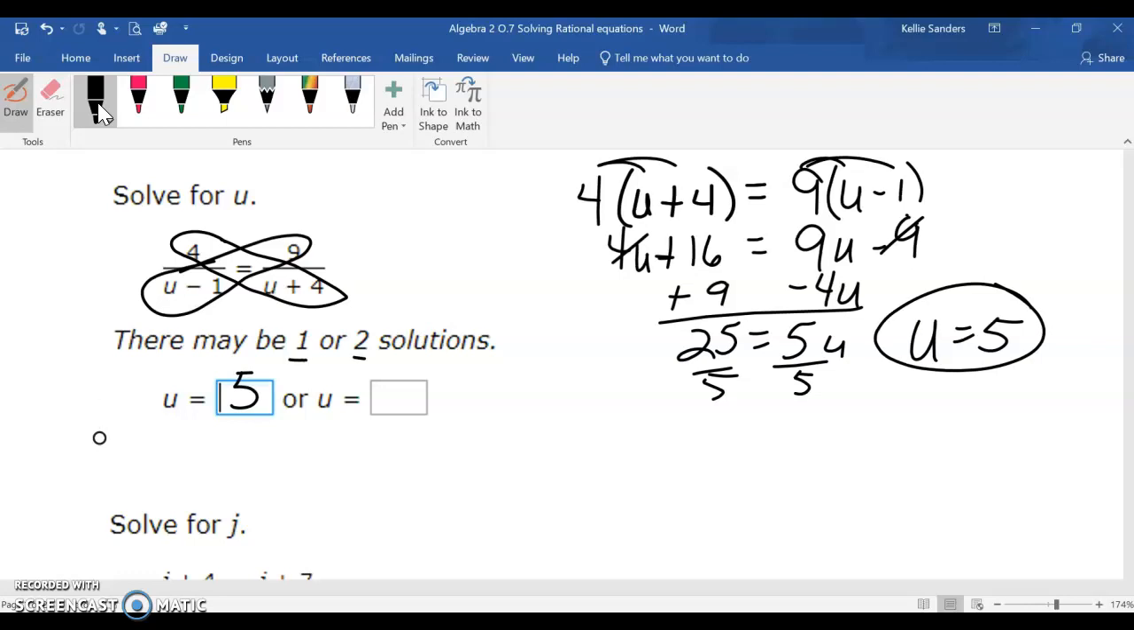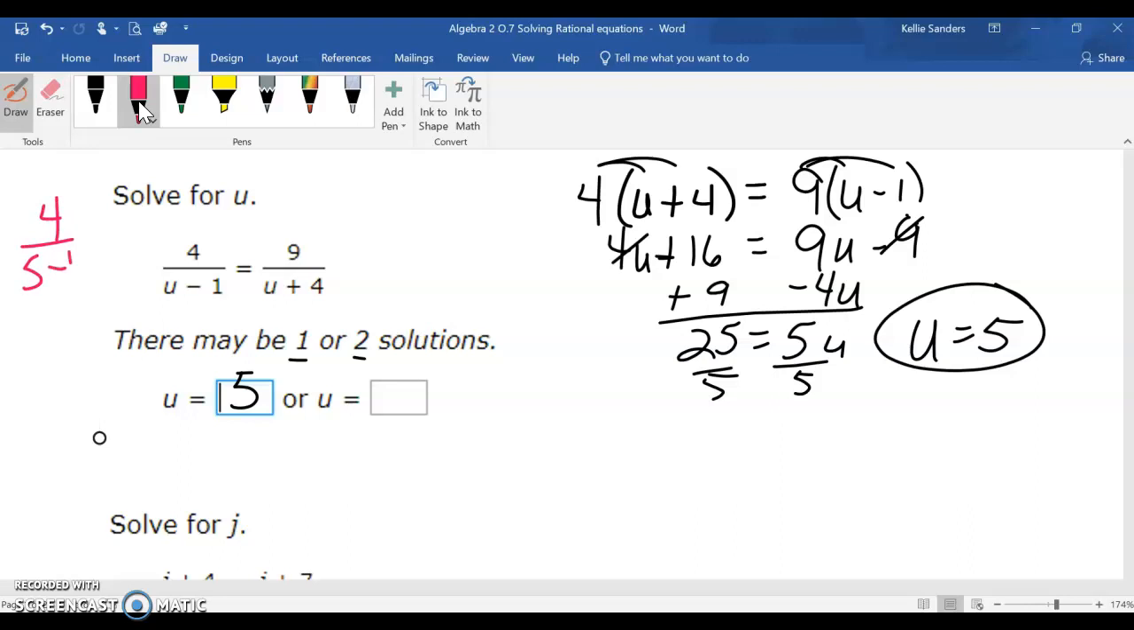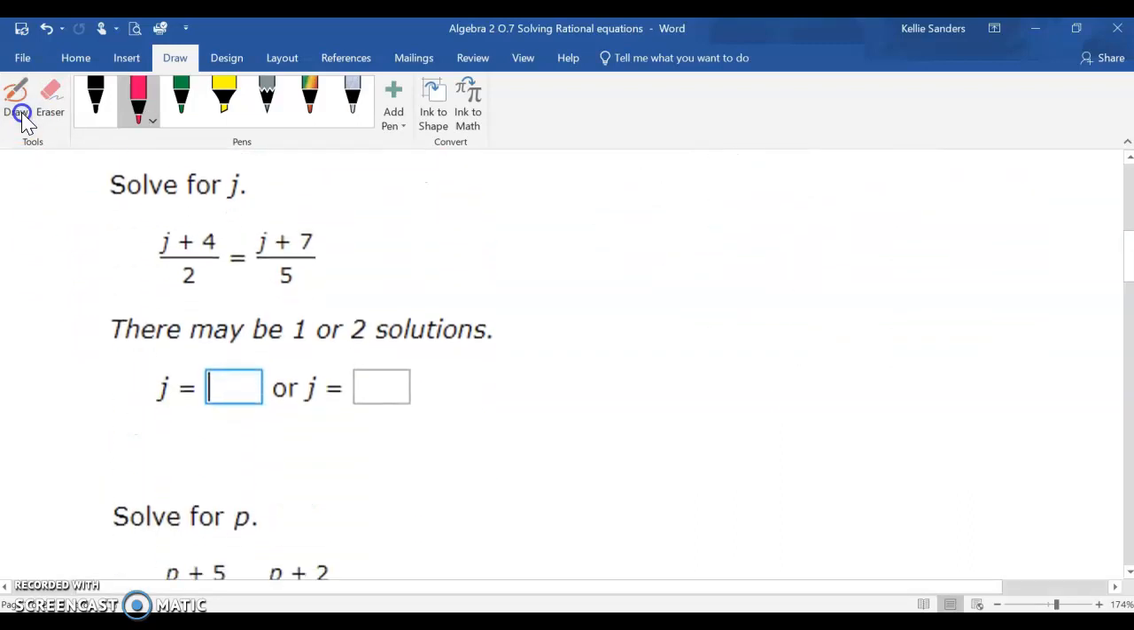Now it says there may be 1 or 2 solutions. I'll let you know whenever there's 2 solutions. Okay, so let's erase this and figure out what's going on. So if we put 5 into the u, 5 minus 1 is 4, and 4 over 4 is 1. If I put 5 in here, we get 9 over 9, and 9 over 9 is 1. So I got the same answer on both sides whenever I put 5 into the u. So we probably got the answer right.